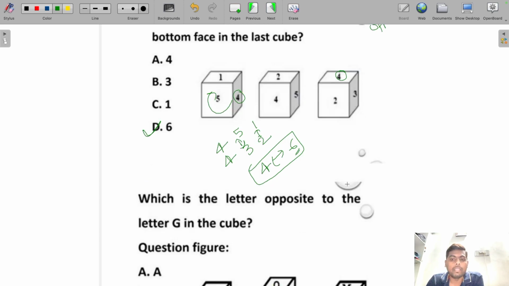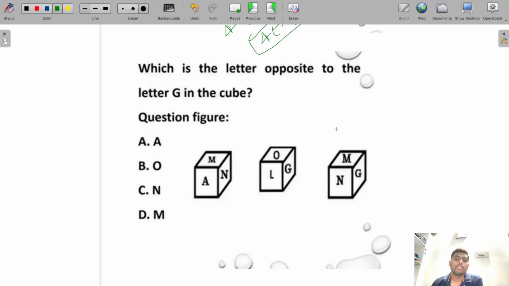Now coming to the next question, which is the letter opposite to letter G in the cube. If you take the first cube and third cube, two letters are common, M and N, so A and G will be opposite to each other, so the answer will be A here. This observation will come from practice only. You have to practice multiple questions so that you can quickly get the glimpse.